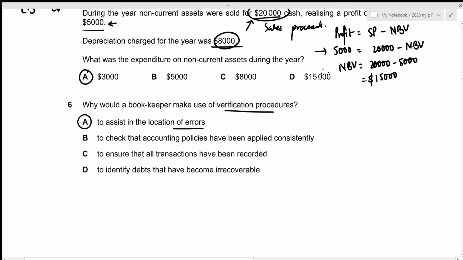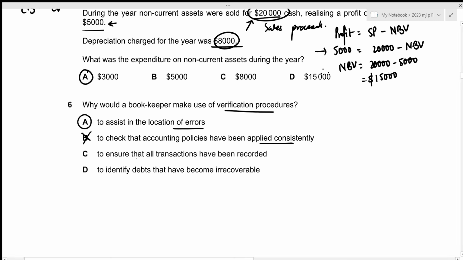Let's have a look at the remaining options as well. To check that the accounting policies have been applied consistently. So we cannot really check for accounting policies being applied consistently using verification procedures because we only utilize the verification procedures for the financial records of one year. And in order to check that the accounting policies have been applied consistently, we'll have to look through the figures over the years. This is incorrect.